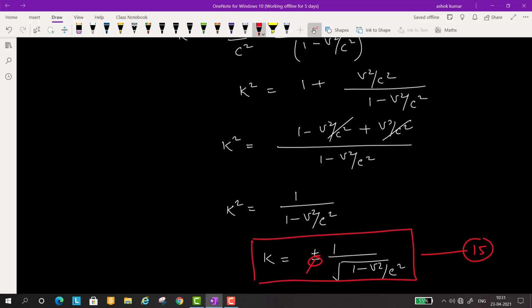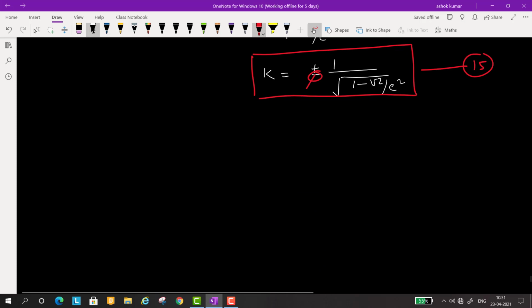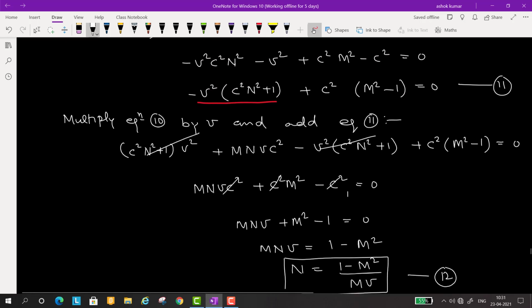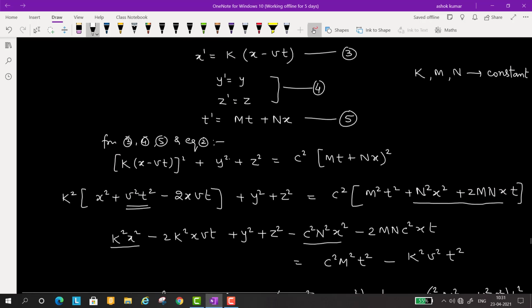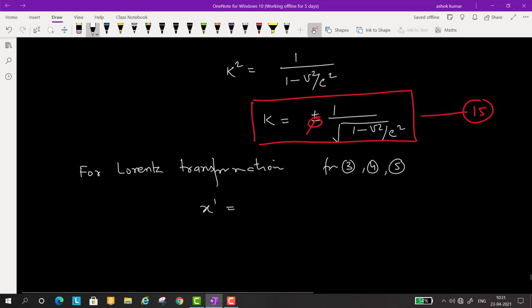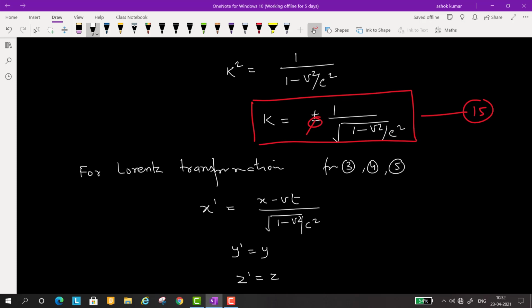So substituting all these values in equations number 3, 4 and 5, we will get the various Lorentz transformation equations. From 3, 4 and 5, we will get x dash is equal to, so x dash we supposed in equation number 3 as k into x minus vt. So k is this, x minus vt by this k. So this is the first equation. Second equation is y dash is equal to y. Third equation is z dash is equal to z.